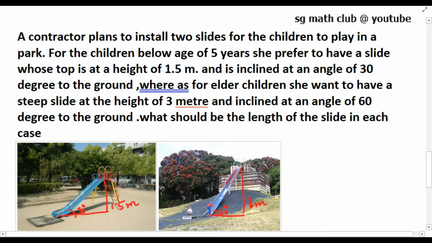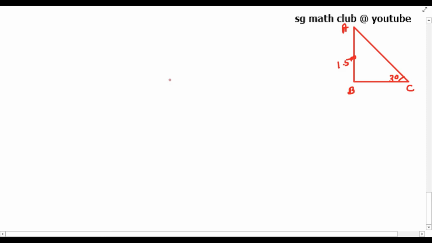In each case we need to find the length of the slide, for this one as well as for the steeper one. So for children below 5 years, this will be the slide. We need to find out the length of the slide. Height from the ground is given as 1.5. So let AB equal to 1.5 meter and length of the slide be AC. We don't know, we'll take as H, and the angle is given which is equal to theta. So we will take sin 30. Why we are taking sin 30? Because we need to find out hypotenuse.